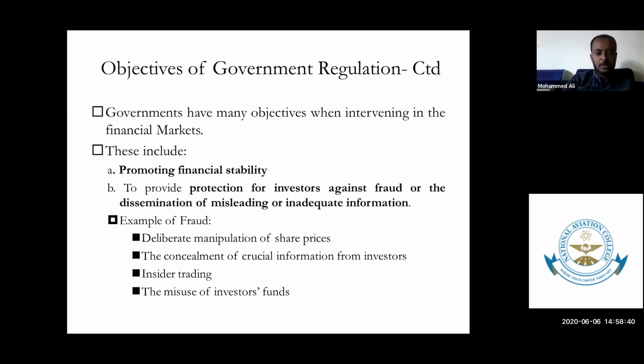The second one, to provide protection for investors against fraud or dissemination of misleading and inadequate information. Try to protect investors at the very beginning.